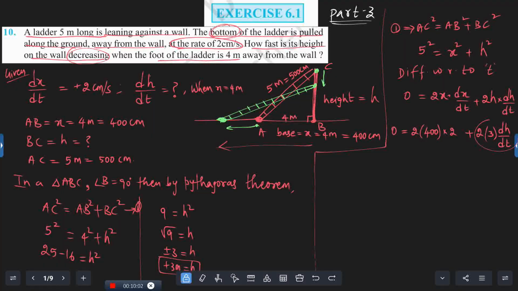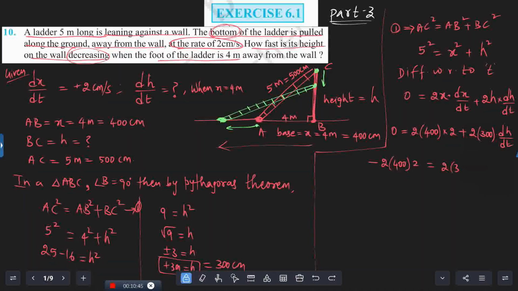So just let it be on this side. What is remaining on the right hand side? When you send it to the opposite side, what I'm getting is minus 2 into 400 into 2, which is equal to 2 into 3 into dh divided by dt. Sorry, I gave 3 here. 3 means 300. Here I should write 300 centimeters. 3 means what? 300 centimeters. So listen, here you should write 300, plus 2 into the h value, 3 meters, that is 300 centimeters, into dh divided by dt.